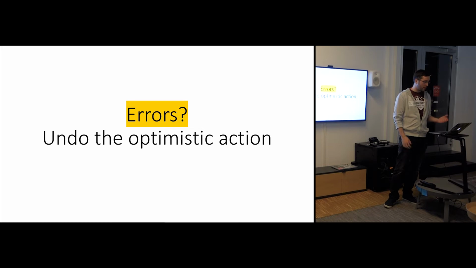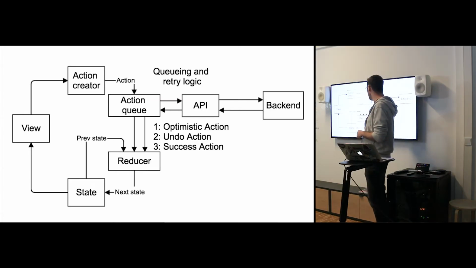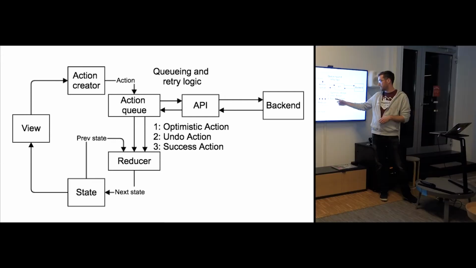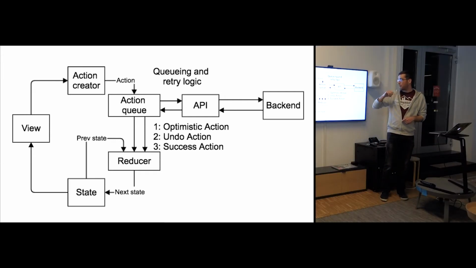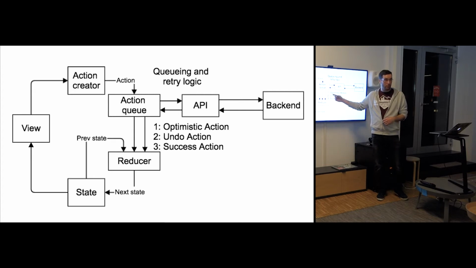So what happens when you encounter an error? You can easily just have a third action, which is an undo action. So we expand from an optimistic action, an undo action, and success action. And these get dispatched in the order of first the optimistic action. When your network request completes, then you either dispatch a success action or an undo action.